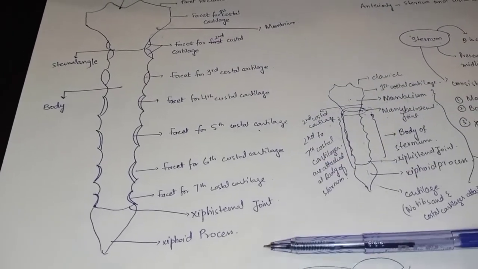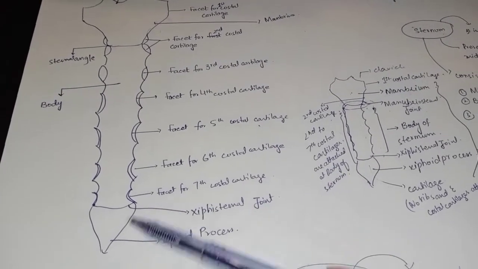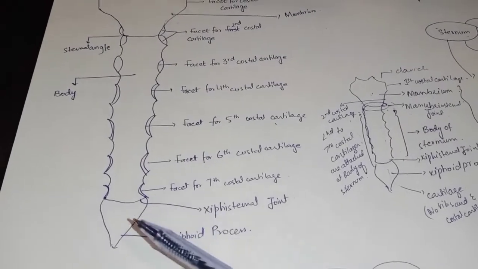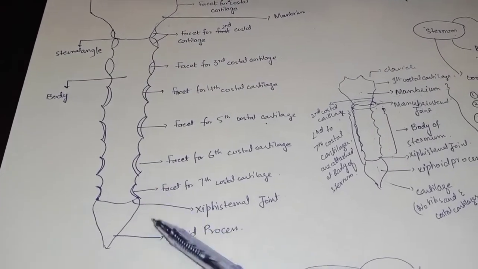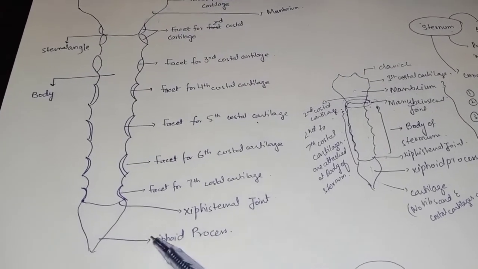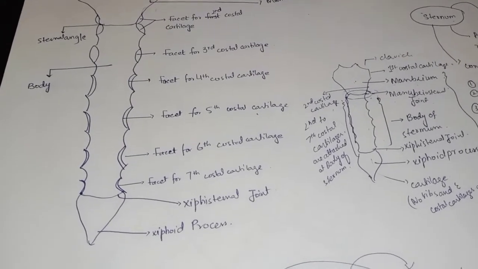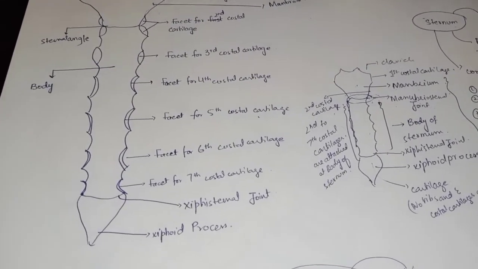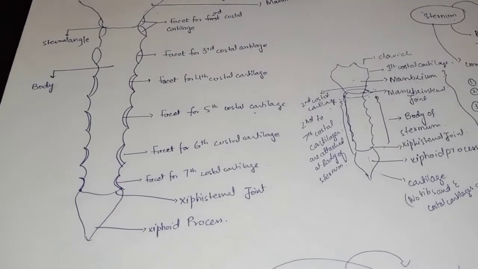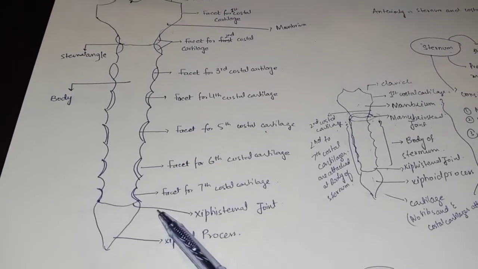Then we talk about the xiphoid process. From below, the body of the sternum is attached to the xiphoid process through the xiphisternal joint. The xiphoid process is basically a cartilage which is ossified at an adult level, and here no ribs or costal cartilages are attached. So there is no structure attached here.